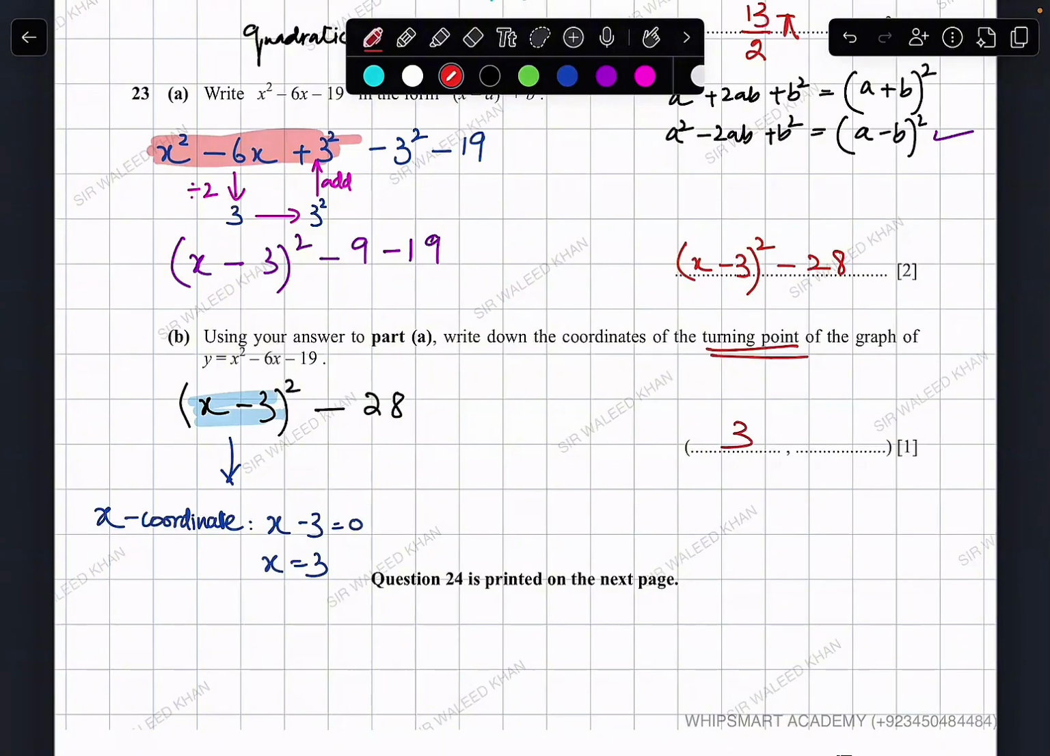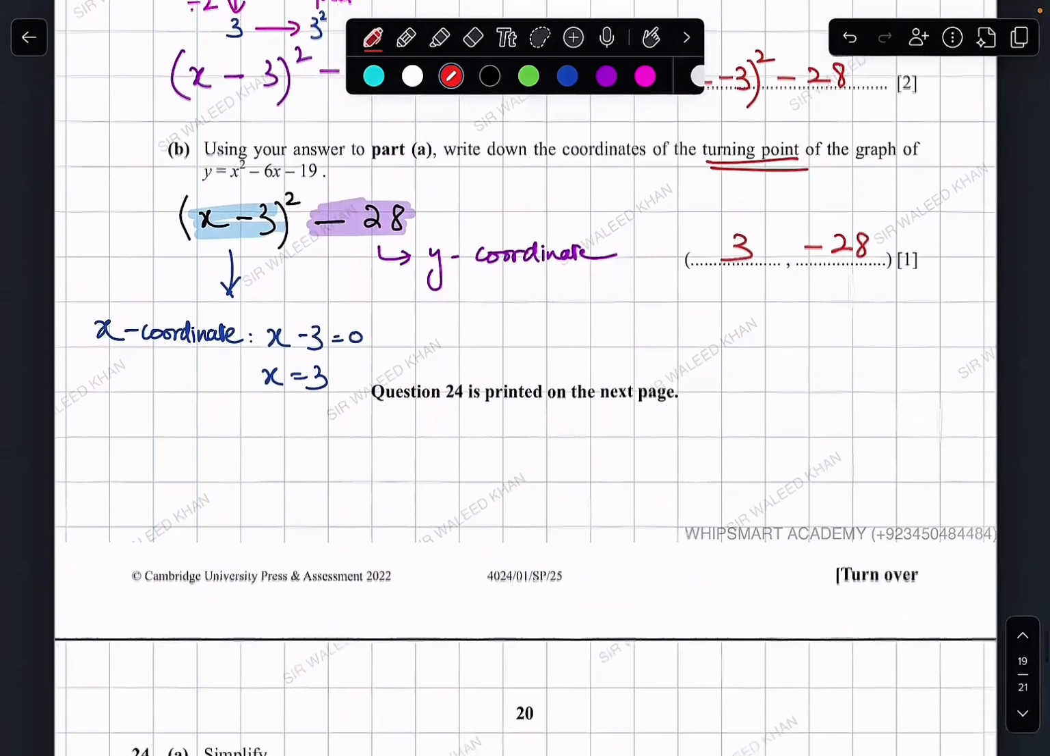What is the y coordinate? The y coordinate will be this over here. This is the y coordinate of the turning point. So once it's in a completing square form, whatever is in the bracket, put that equal to 0, that will be the x coordinate of the turning point, and whatever is outside the bracket, a constant, that will be your y coordinate.